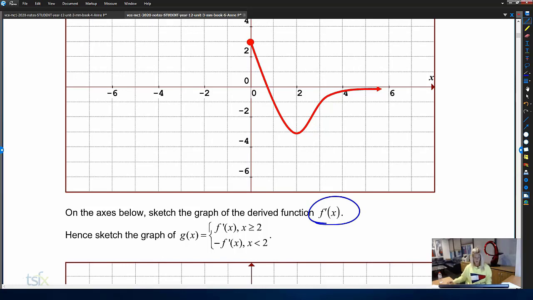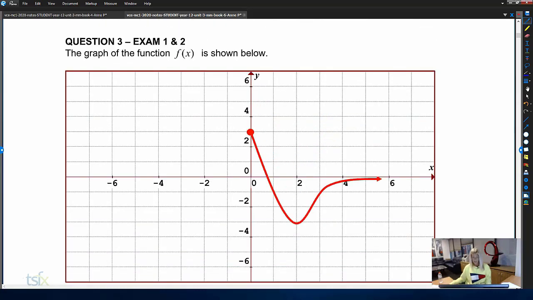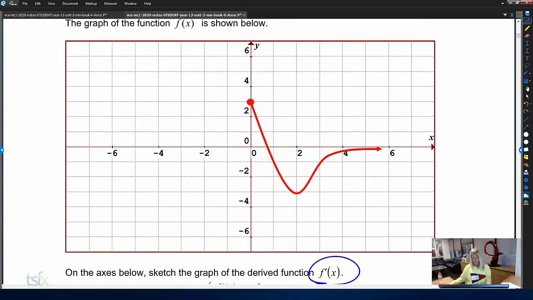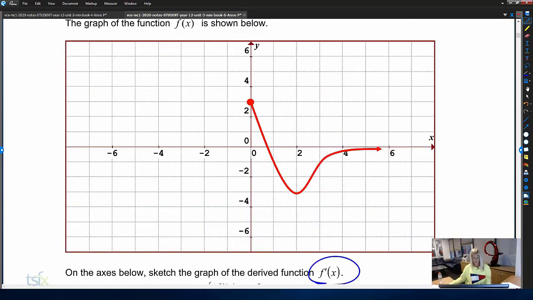So we're trying to sketch the gradient function, and then we have another instruction as well. So let's start with the first instruction. We want to sketch the derivative first. I'm actually going to do it on this graph just so I can still see it, because if I browse down here, I will not be able to see my parent function, which I need to see. So let's look at this.